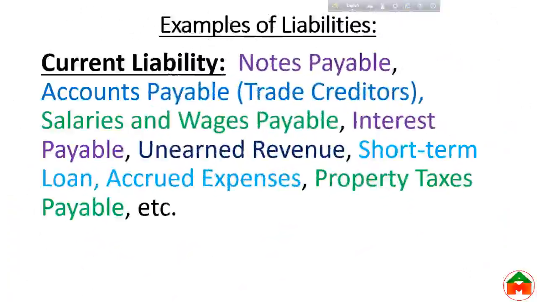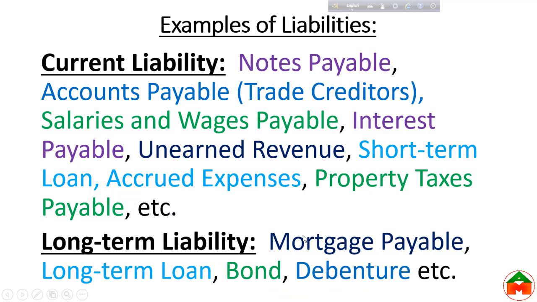Now we can see some examples of current liability: notes payable, accounts payable, which is presently known as creditors, and salaries and wages payable, interest payable, unearned revenue, short-term loan, accrued expenses, property taxes payable, etc. These are some examples of current liability. And here are some examples of long-term liability: mortgage payable, long-term loan, bond, debenture, etc.